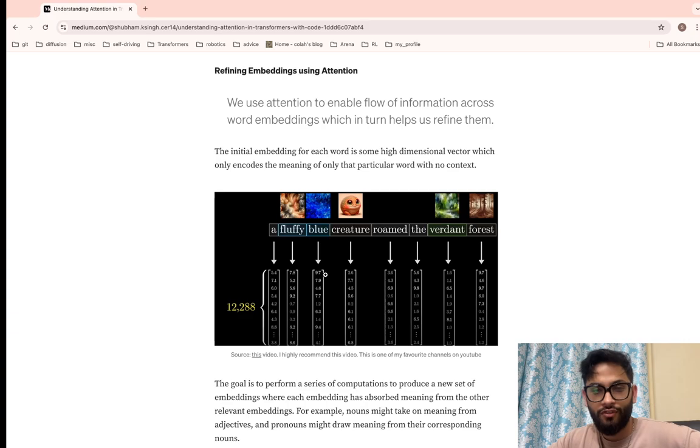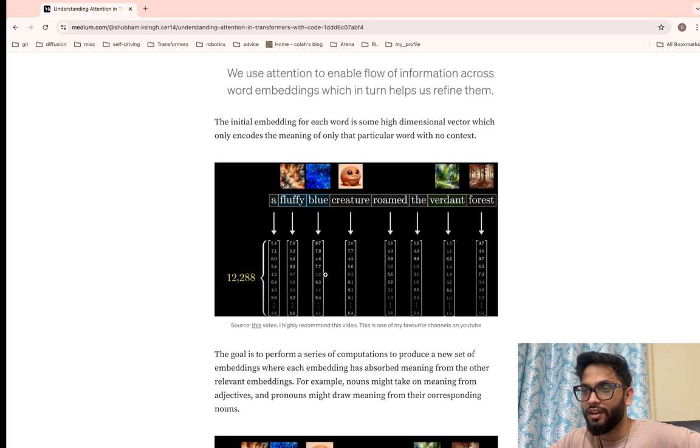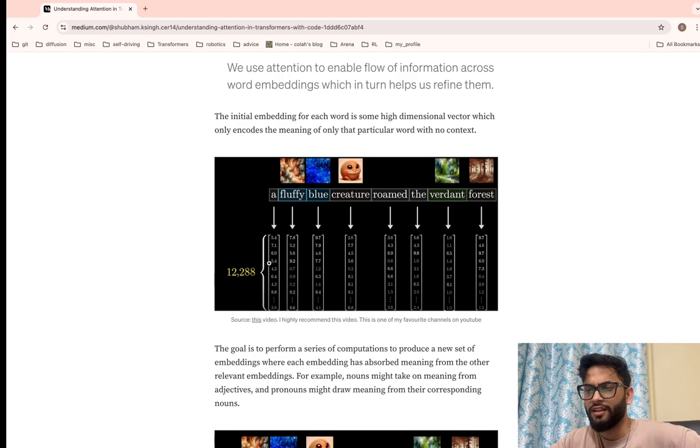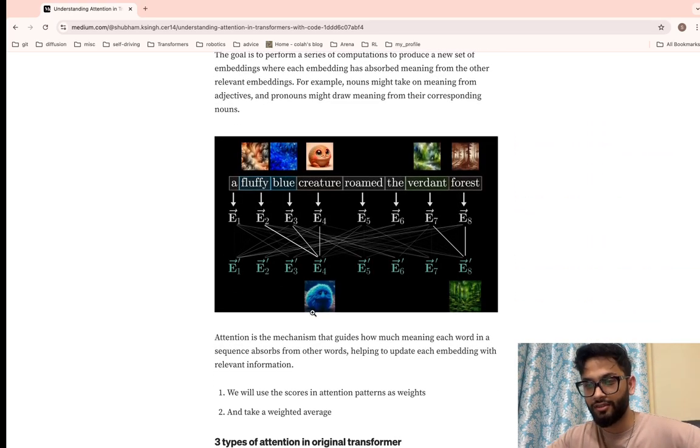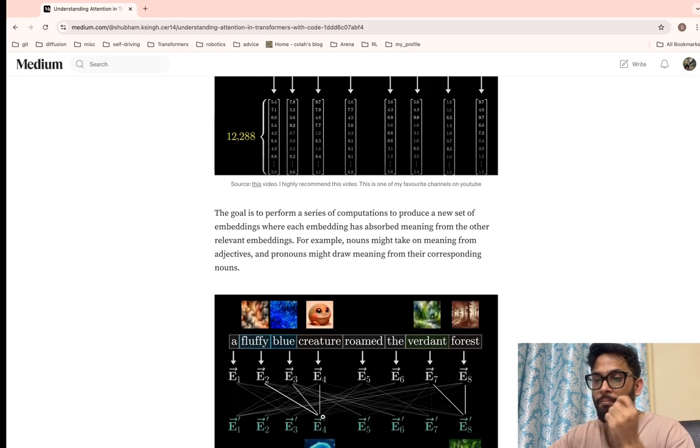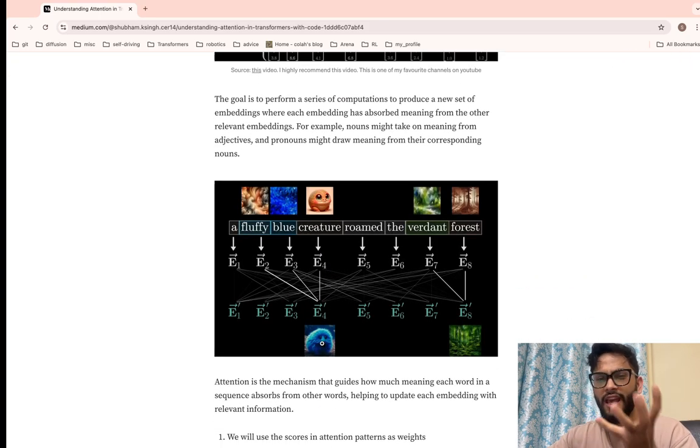Look at this beautiful picture from a video by 3Blue1Brown. We start with these initial embeddings, right? Any of these embeddings are some high dimensional vectors, which encode the meaning of only that word. A fluffy blue creature roamed in the verdant forest. This embedding will only capture fluffy, blue, and creature separately. But if I say please imagine a fluffy blue creature, you won't imagine fluffy separately, blue separately, and creature separately. You will imagine a fluffy blue creature like this, right? This makes much more sense. So somehow the embedding of this creature should carry the entire meaning.